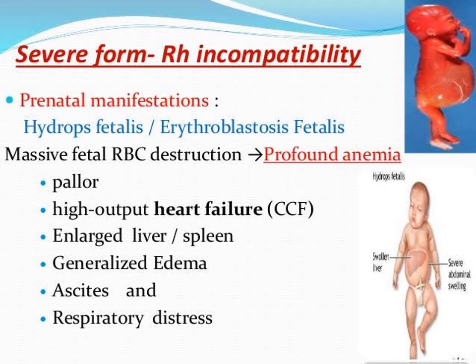So this is severe RH incompatibility. The pallor, high output heart failure, enlarged liver, generalized edema, ascites and respiratory diseases. These are all in severe form of RH incompatibility.